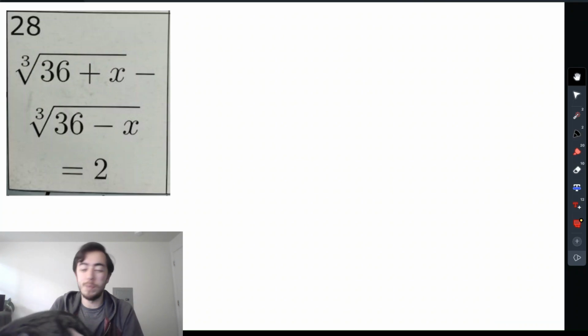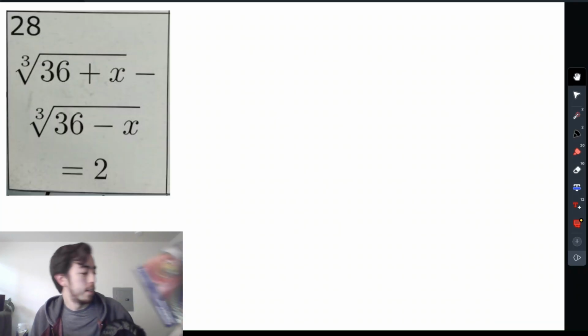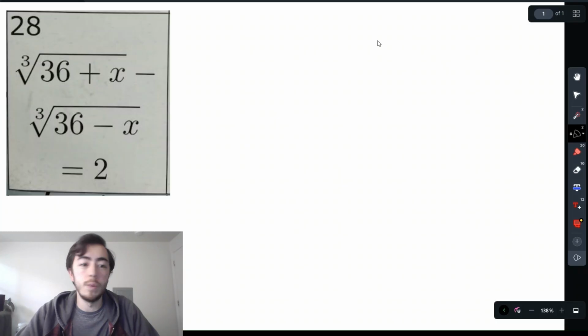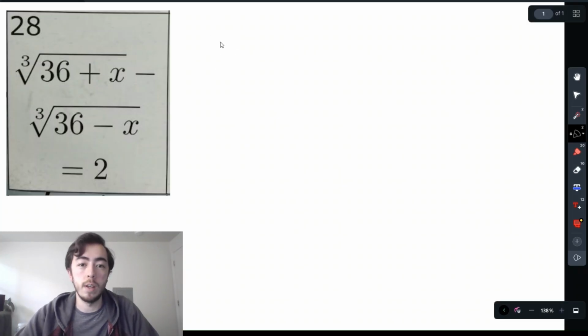Today is December 28th, and we're solving problem 362 from the Daily Epsilon calendar. The answer today should be 28 because that's today's date. So we just need to somehow solve for x, and x is supposed to be 28 for today.